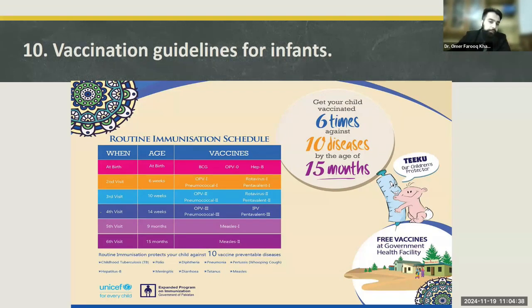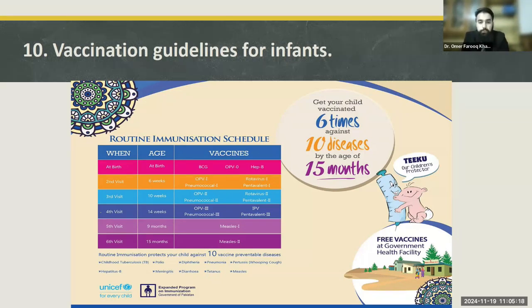Then third visit is at 10 weeks, where OPV2, oral polio vaccine 2, and pneumococcal 2 are given. Pneumococcal is basically Streptococcus pneumoniae. Streptococcus pneumoniae is a bacteria which causes life-threatening bronchopneumonia in infants. In low-income household settings, Streptococcus pneumoniae can cause life-threatening pneumonia and can cause death of the infants. Therefore, pneumococcal vaccine is a routine part of a vaccination schedule in Southeast Asia, including Pakistan.